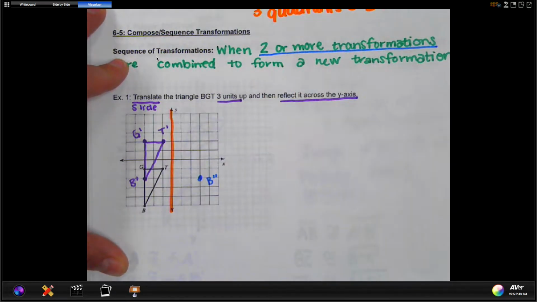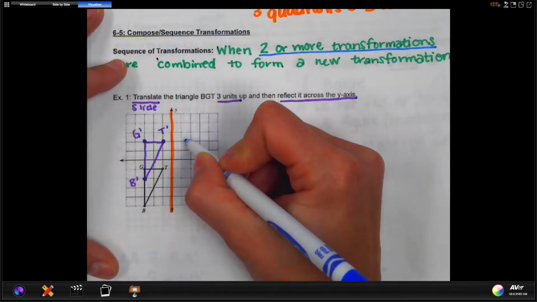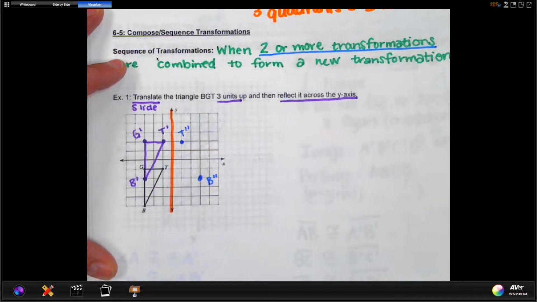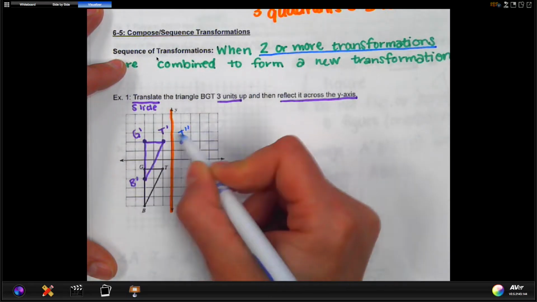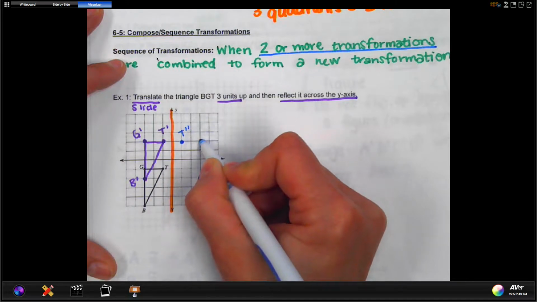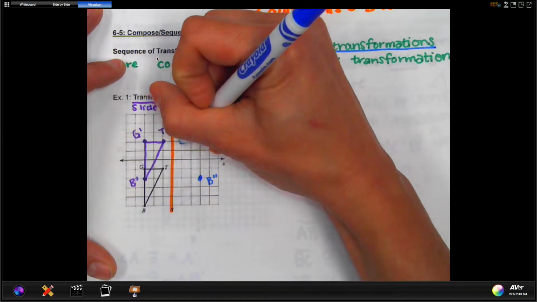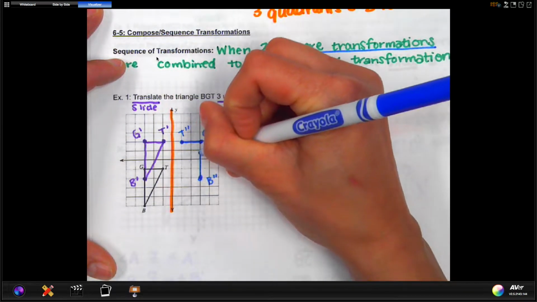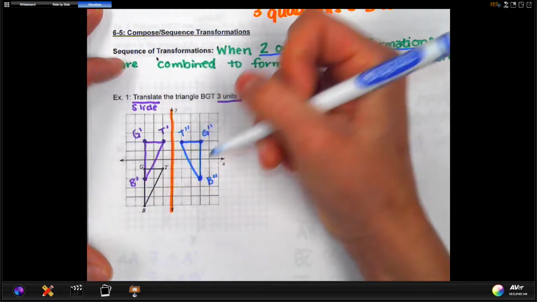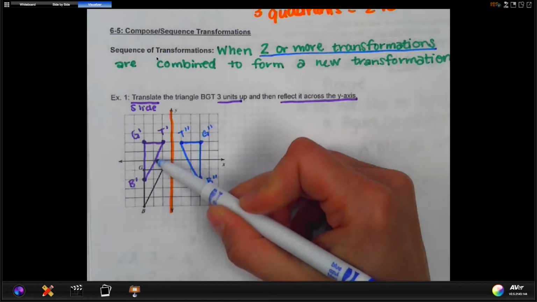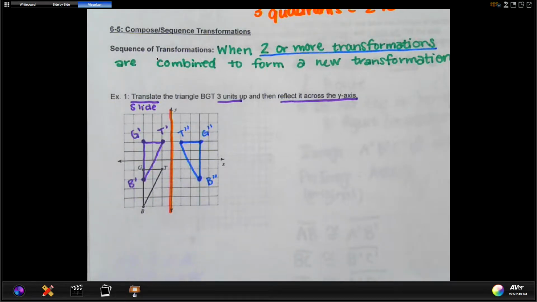Okay, T is 1 unit away, so we're going to move it 1 unit in the other direction and get T double prime. And then G is 3 units away, so we're going to move that guy 3 units to the other side for G double prime, reconnect, and then we have completed our sequence. This is the first part of our sequence in purple and the second part in blue. Basically, a sequence is putting everything we know together.